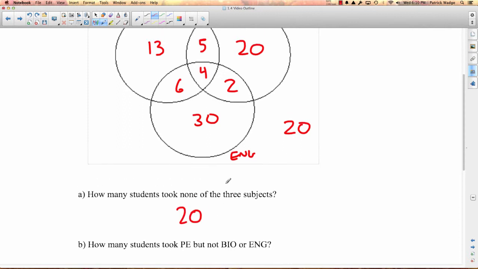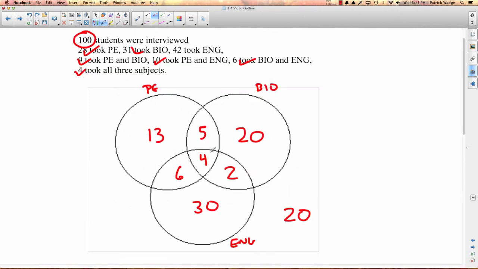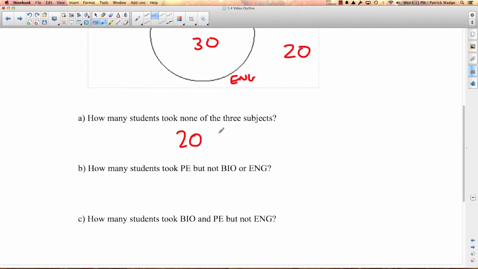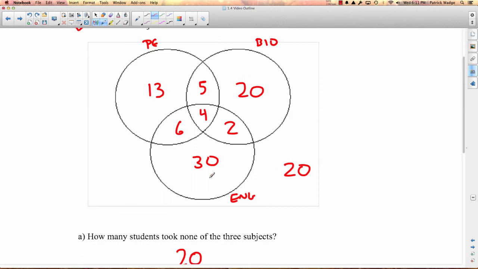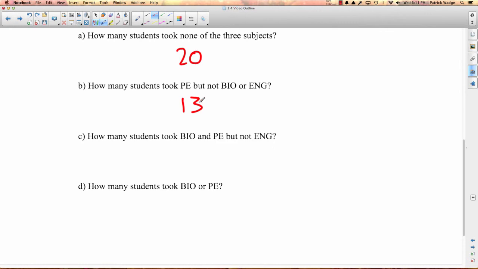How many students took PE but not bio or English? So they took PE, so they're in here, but they didn't take bio and they didn't take English. So it couldn't be in this circle or this circle, so you're just left with a 13. How many students took bio and PE but not English? So bio and PE, that's these 9 people here, but it says they didn't take English, so these 4 people did take English, which means we're only left with the 5 people there.